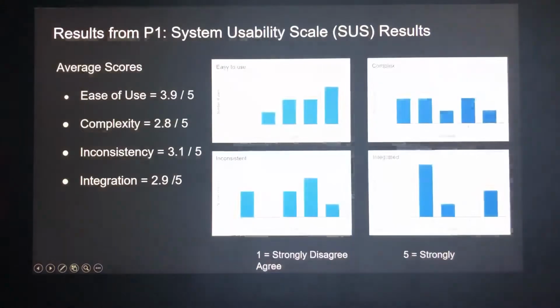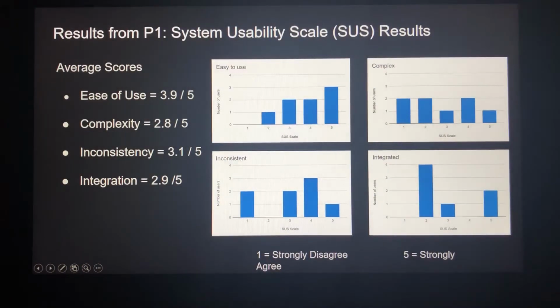to read the text. So the system usability scale that we asked them: I thought the system was easy to use, scored an average of 3.9. I found the system unnecessarily complex, 2.8. I thought there was too much inconsistency in this system, 3.1. And I found the various functions in the system were well integrated, 2.9. So these were on a scale of 1 to 5, 1 being strongly disagree and 5 being strongly agree.